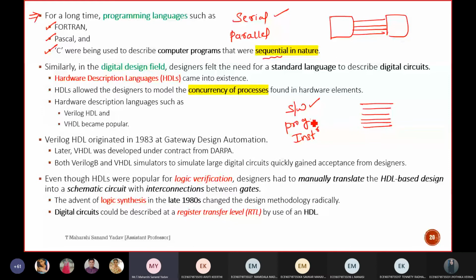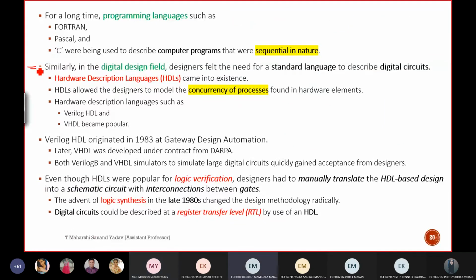Software is nothing but a group of programs. A program is nothing but a group of instructions. Instruction means a set of statements. So sequential means every instruction is executed one after another. Whereas in the case of Verilog, you can do it parallelly. So that's why you can call it concurrency. Parallelly, you can do it. Next point.